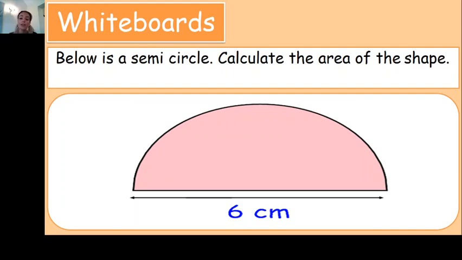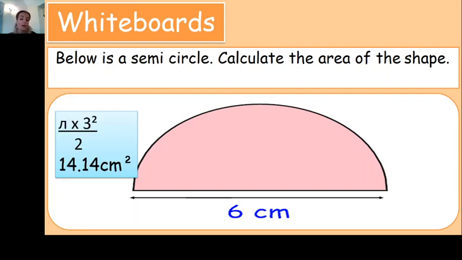So below is a semicircle, which is actually a sector of a circle, and it's asking you to work out the area of the shape. Okay, so what we're going to do is just imagine for a second that that is actually a full circle. If that was a full circle, 6 would be the diameter of that circle, so the radius would be 3. Now we know to work out the area of a circle, it's pi times the radius squared, and we know that if this was a full circle, the radius would be 3.